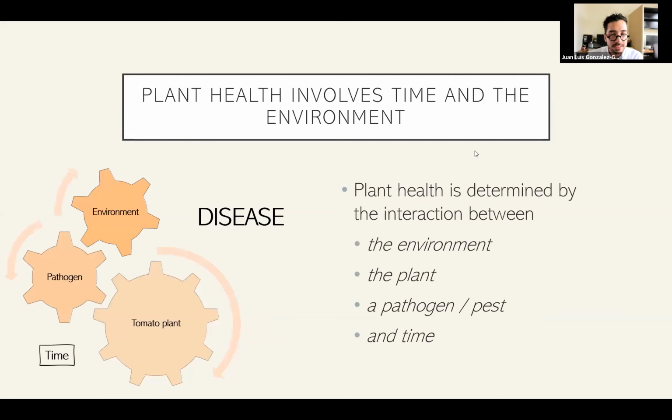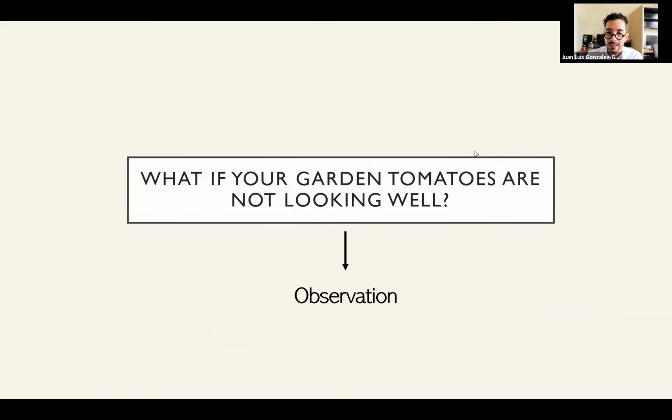So here in this slide, you can see an illustration of the 4 different variables that affect the behavior of a disease in our garden tomatoes. Basically, plant health is determined by the interaction between the environment, the plant itself, a pathogen or a potential pest, and how all of the symptoms progress over time. Here in this presentation, we'll get a glimpse into what guidelines you can use to make appropriate observations in case our garden tomatoes are not looking well.